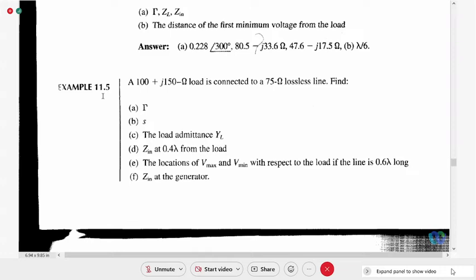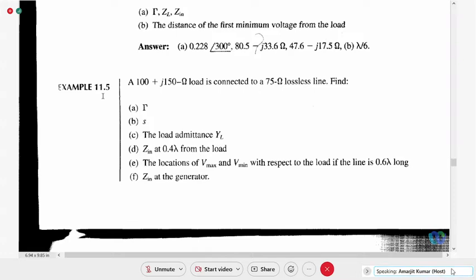Okay, now solve this question. Load is given as 100 plus j150. So what will be the normalized load impedance? 100 divided by 75 and 150 divided by 75. So it will be 4/3 plus j2. Locate the normalized load impedance. Then easily you can calculate the reflection coefficient, you know how. A standing wave ratio is also easy.